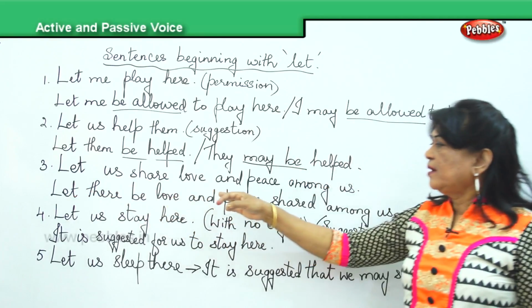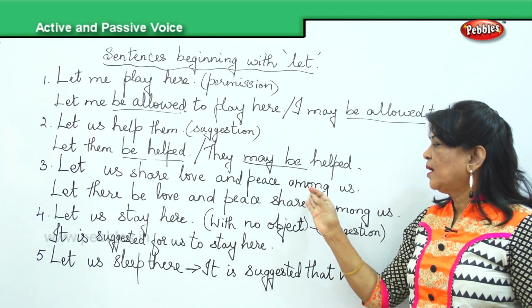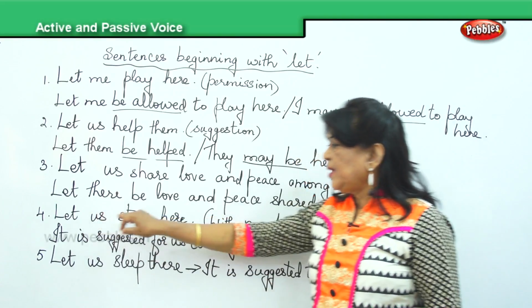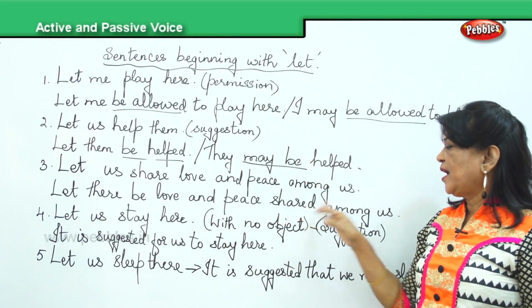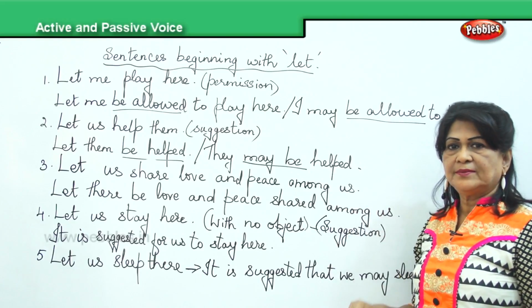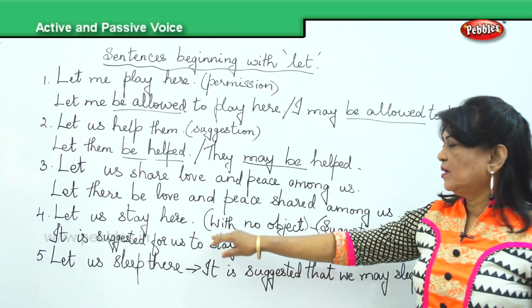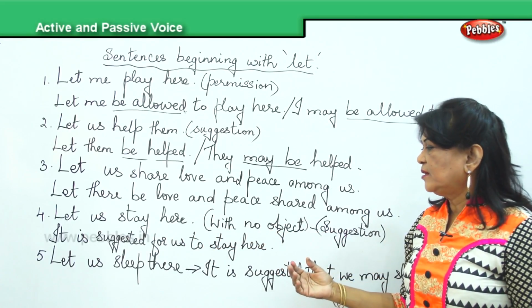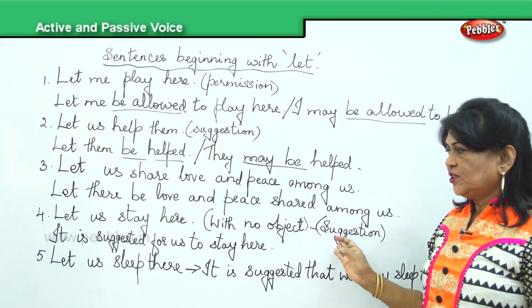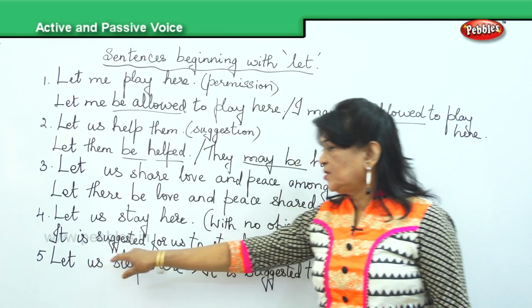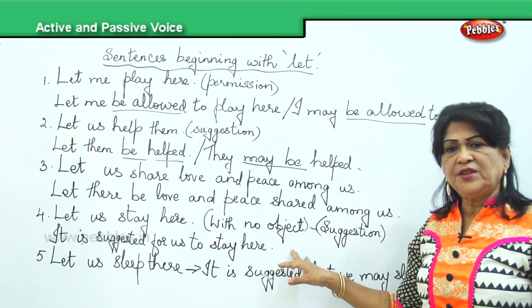Next one. Let us share love and peace among us. Let there be love and peace shared among us. Let us stay here. This has no object at all, and this is a suggestion. These two sentences: it is suggested for us to stay here.